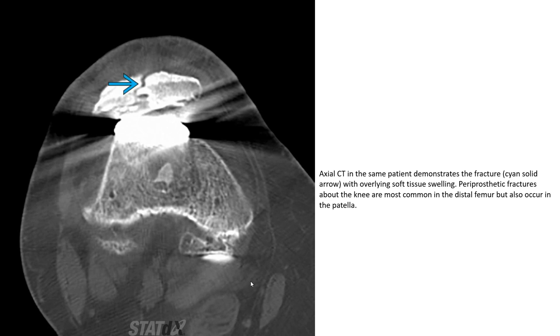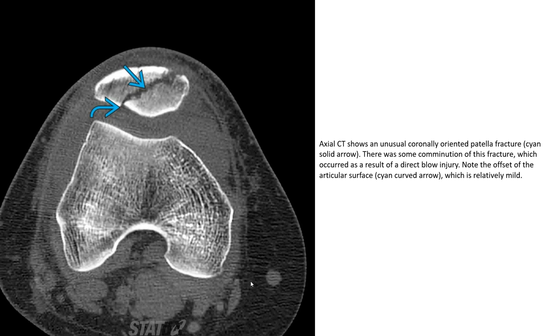Axial CT of the knee shows the fracture, solid arrow indicated, with overlying soft tissue swelling. Periprosthetic fractures around the knee are most common in the distal femur, but also occur in the patella. Axial CT: an unusual coronally oriented patella fracture, solid arrow, as a result of a direct blow injury. Note the offset of the articular surface, arrow indicated, which is relatively mild.